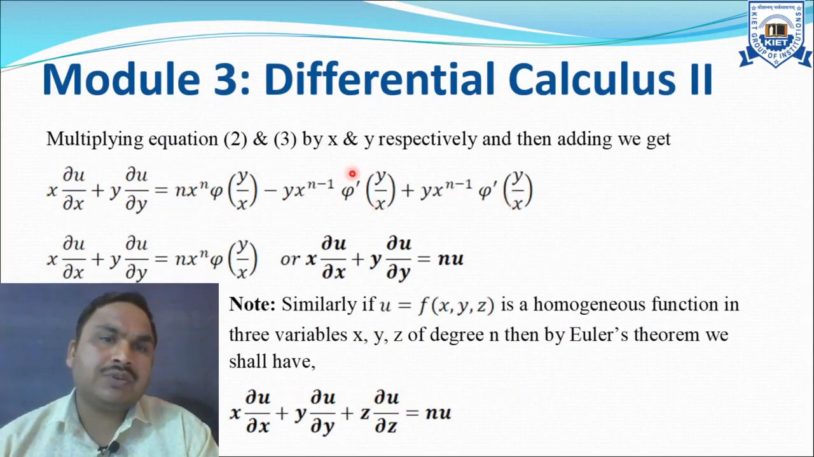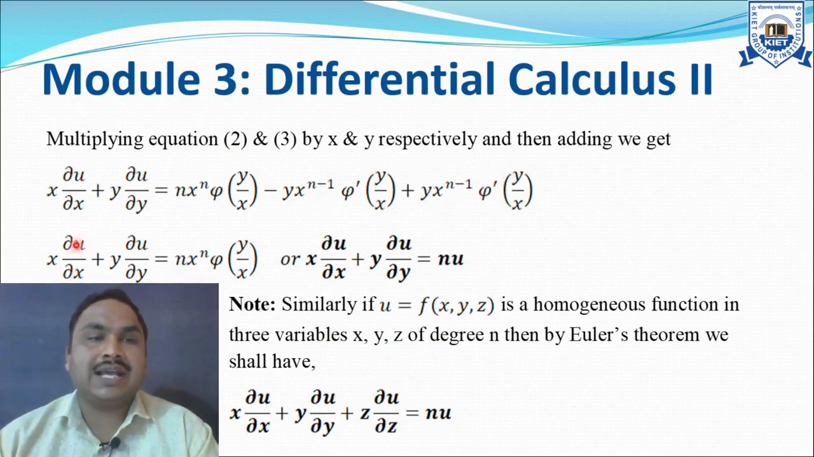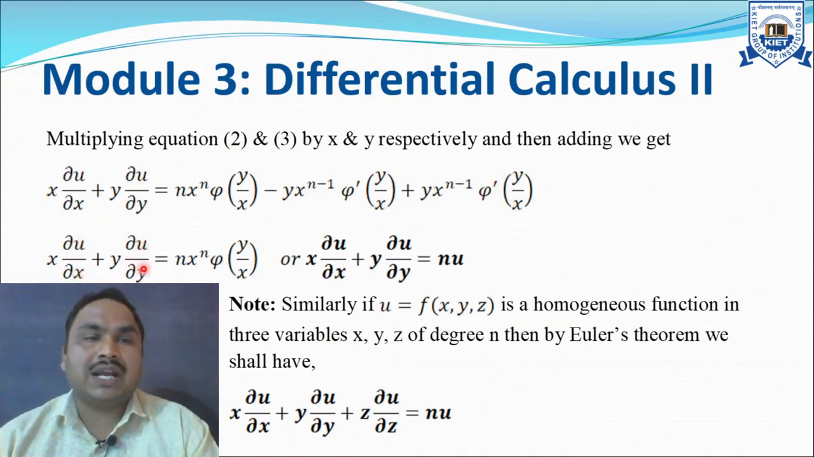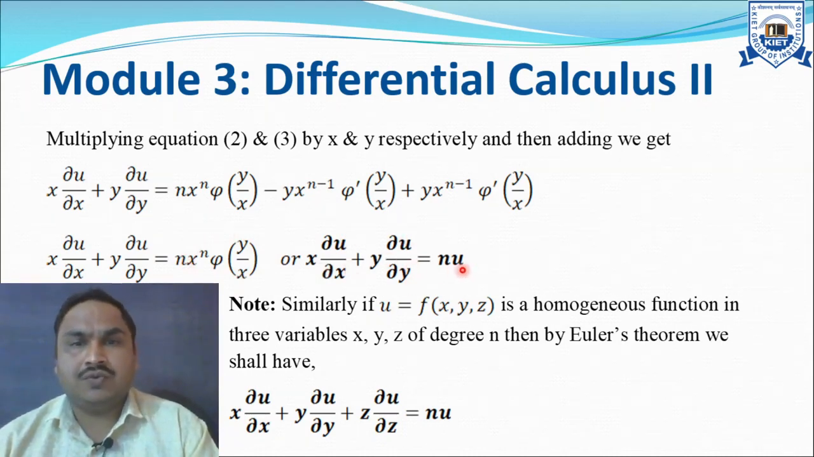From here we observe that the last terms are equal but with opposite sign, and will cancel out. On simplification we get x ∂u/∂x plus y ∂u/∂y equal to n x raised to the power n phi of y over x. So x raised to the power n phi of y over x is nothing but the value of u, so we replace it by u and get x ∂u/∂x plus y ∂u/∂y equals n u, which completes the proof of Euler's theorem.